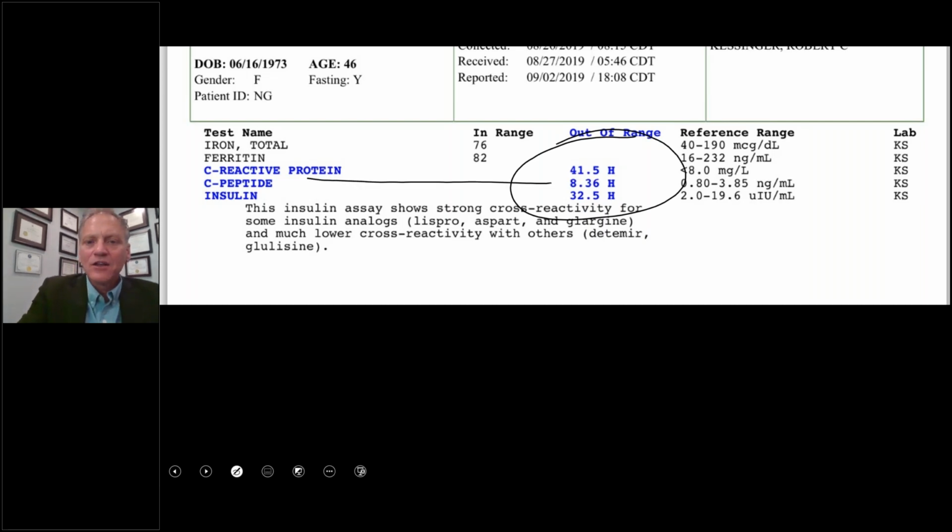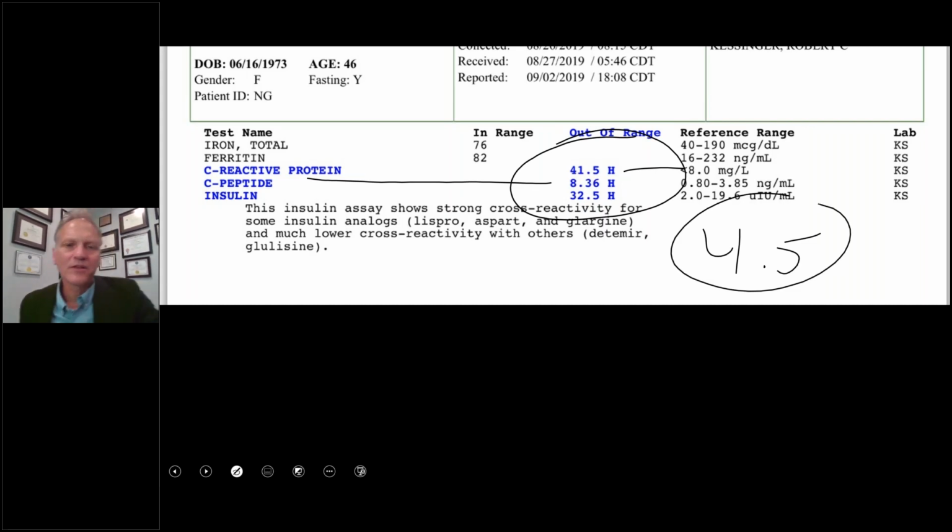And C-peptide, look at that. We usually never see C-peptide over 4.5. That's 8.36. I have to say that's the highest one I've seen, I believe. That means that pancreas is just working as hard as it can to make things work. It's just barely surviving. It's not making it. They're headed for a crash.